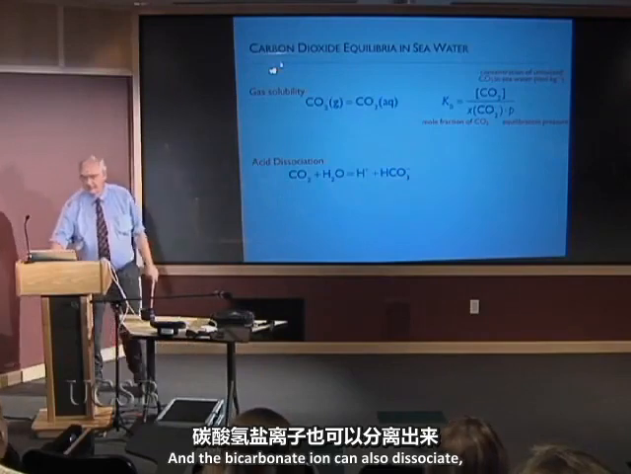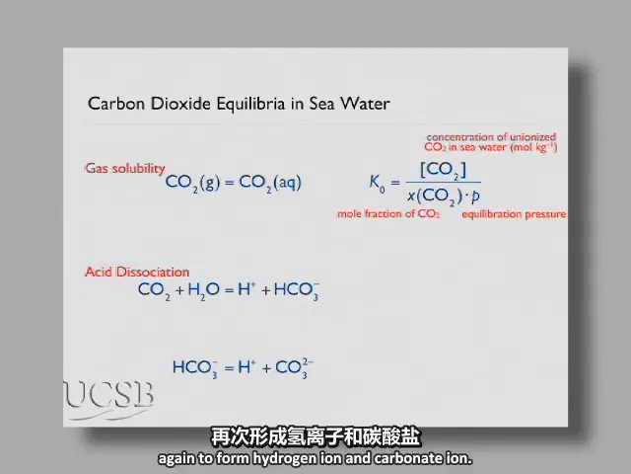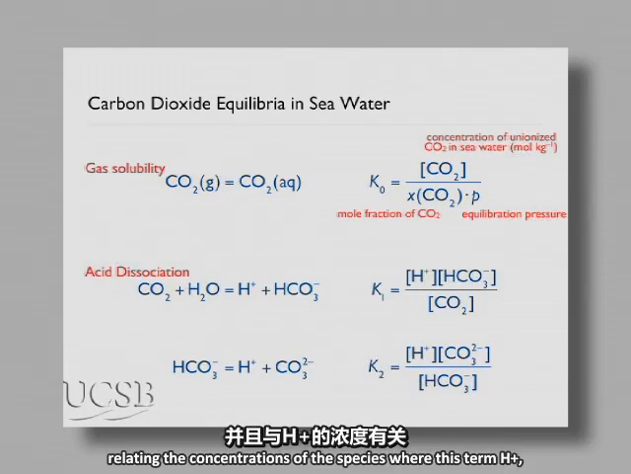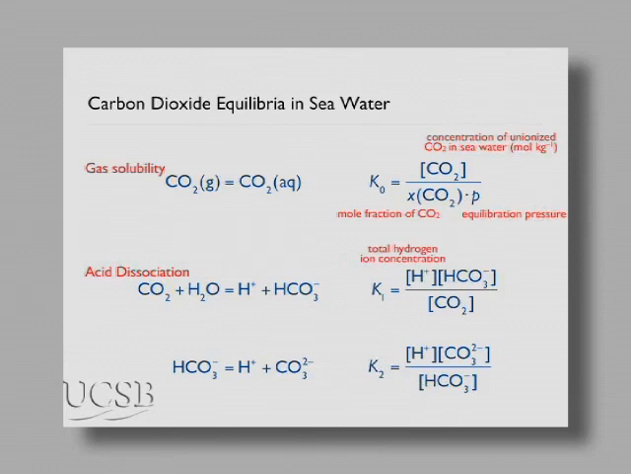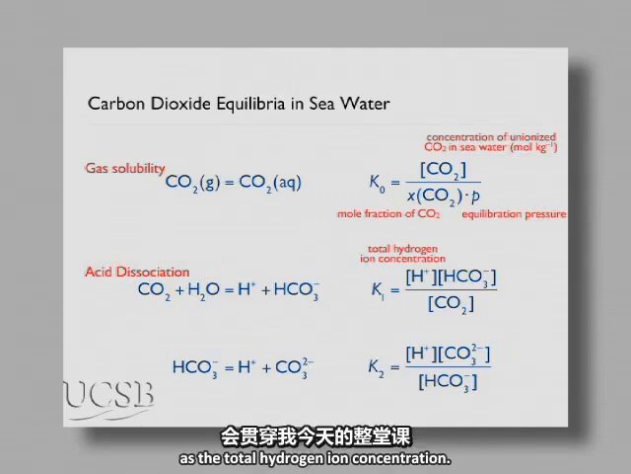And the bicarbonate ion can also dissociate, again to form hydrogen ion and carbonate ion. And these two, again, have equilibrium constants relating the concentrations of the species, where this term H+, throughout my presentation, I will be talking about as the total hydrogen ion concentration.